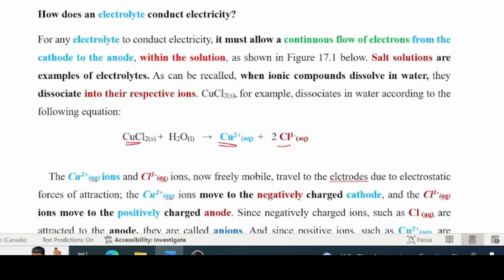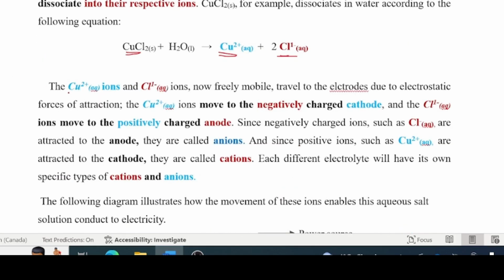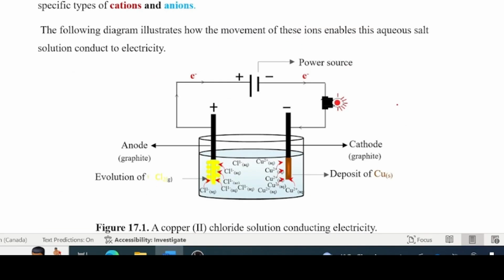We will use copper 2 chloride solution to exemplify how other aqueous salt solutions conduct electricity. When the electrodes of a conductometer are placed in this aqueous solution, this is what is going to happen here. I'm going to show you this figure here. So this is the apparatus here. This is my anode here. And this over here is my cathode, okay?